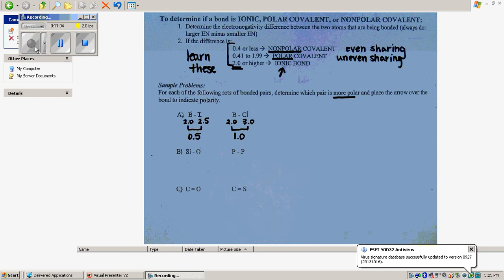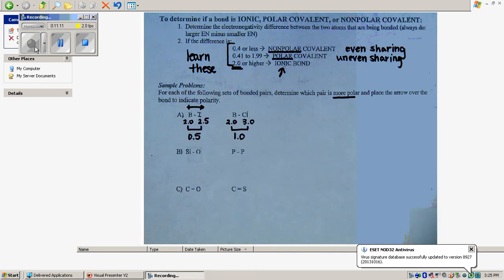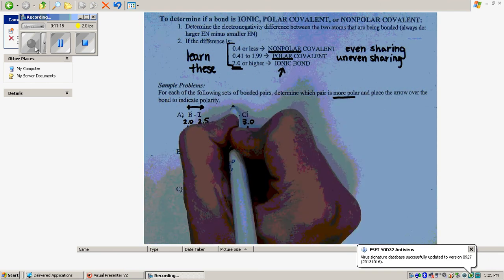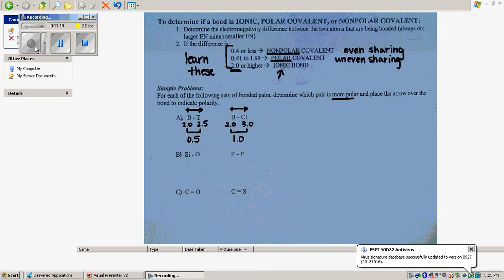Now we want to put the tip of the arrow over the more electronegative one. So I'm going to draw the arrow pointing to the right. On this one, the more electronegative one, again, is the one on the right, which is just a coincidence. But there was also another part to this question, and it said which one is more polar. Which one do you think will end up being more polar? Do you think it's based just on their actual electronegativities or on the difference in the electronegativity? The answer is the difference in the electronegativity.